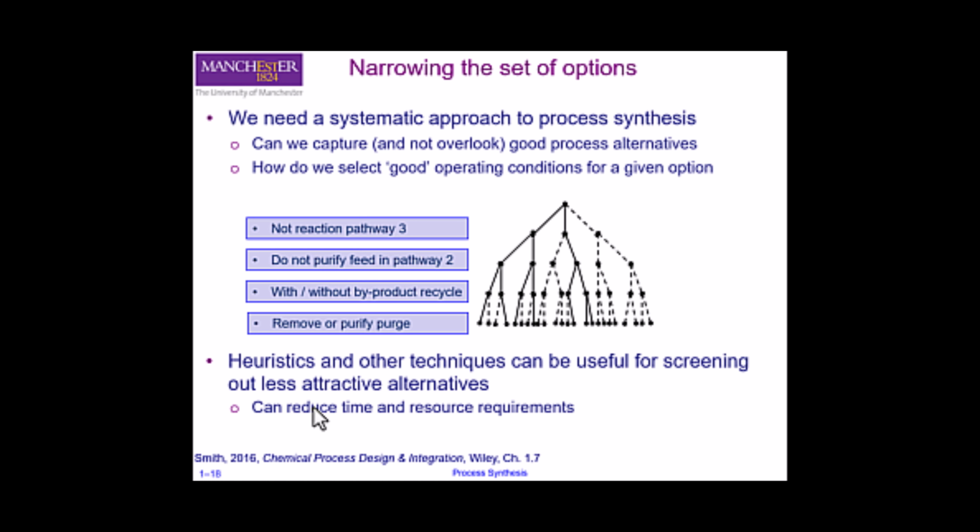Now, to help us make these choices, we need a systematic approach to process synthesis to help us capture and not overlook the good process alternatives. And later in chapter 5, we will look at a structured series of questions supported by heuristics for this purpose. And heuristics are actually the industrial norms or the best practices that people have collected over the years that we can use to help improve our system or make our choice.